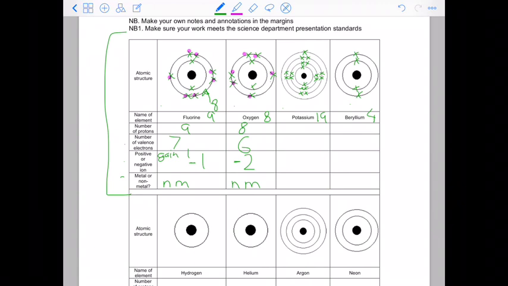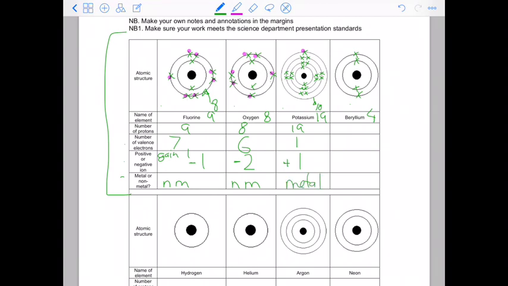Potassium has 19 protons. It has 1 valence electron. And we know this outer shell needs 18 electrons, so it's way easier to lose the 1 than to try to gain an extra 17. So it will lose that electron and become a +1 charge, which means it is a metal.